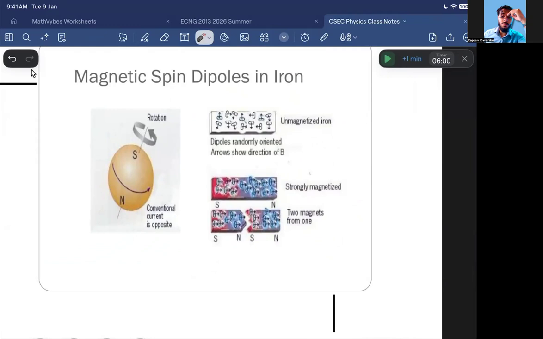So guys, when you have an iron bar attached to some magnet, that iron actually becomes magnetic for a point in time. You know why? Because the dipoles actually align.